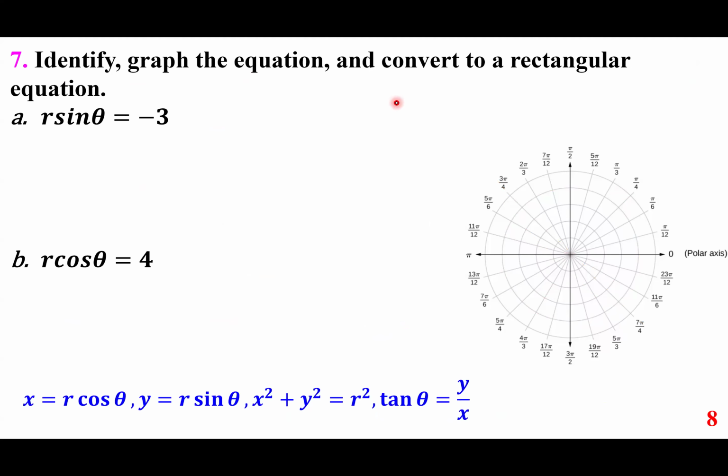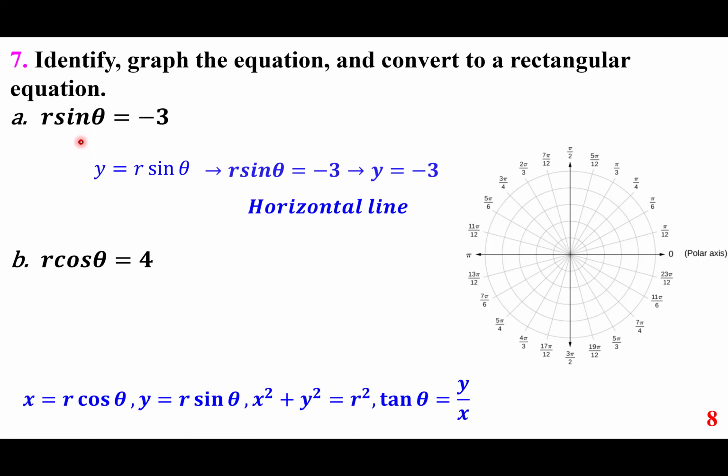Identify and graph the equation and convert it to rectangular form. r sine theta equals -3. So that means y equals -3, which is a horizontal line. So you locate 0, -3, assuming this is a rectangular grid, and you draw a horizontal line.